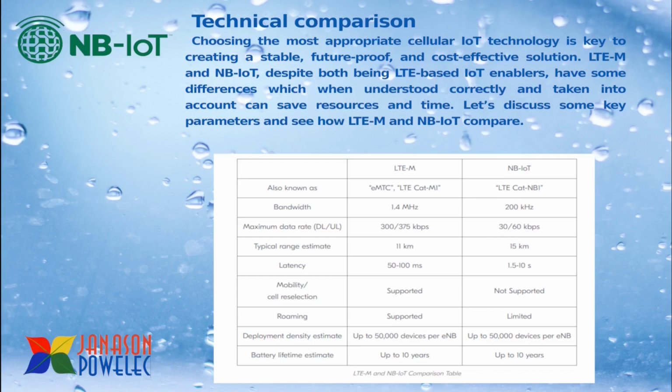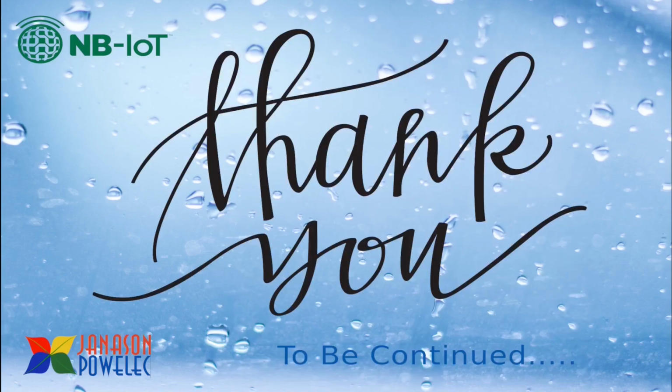Typical range estimate: 11 km for LTE-M and 15 km for NB-IoT. So NB-IoT offers higher range. Latency: LTE-M offers 50 to 100 milliseconds while NB-IoT offers higher latency of 1.5 to 10 seconds. Mobility is supported by LTE-M, that is, devices can move around in LTE-M, but that is not supported in NB-IoT. Roaming is supported in LTE-M, but with limited support for NB-IoT. With respect to deployment density estimate and battery lifetime, both are almost the same.